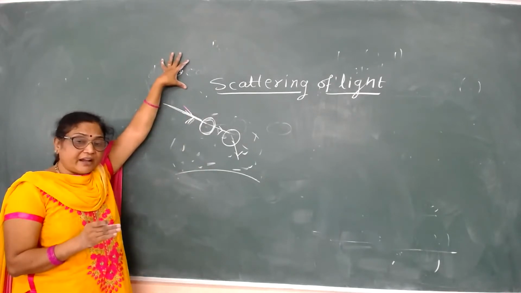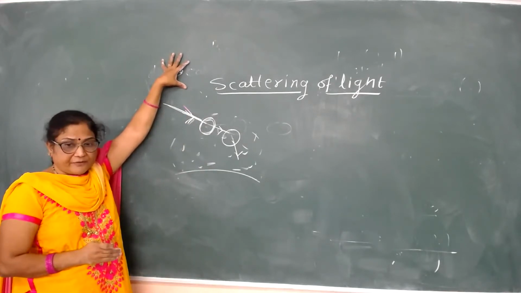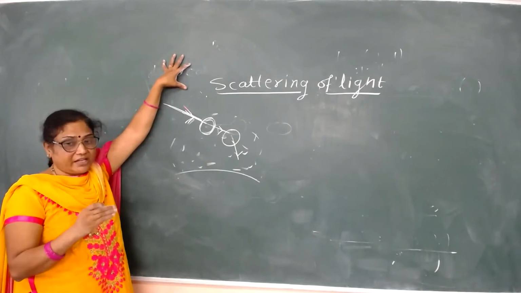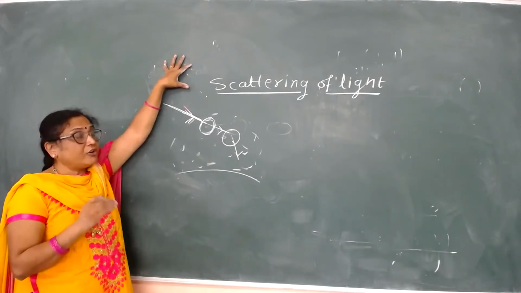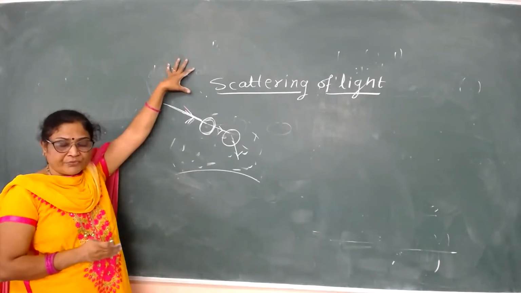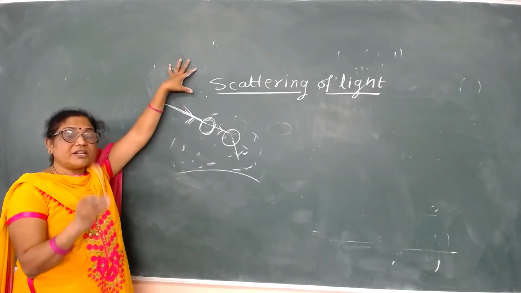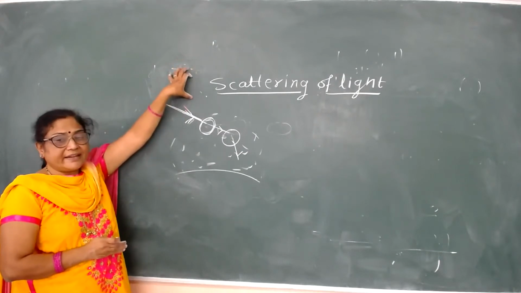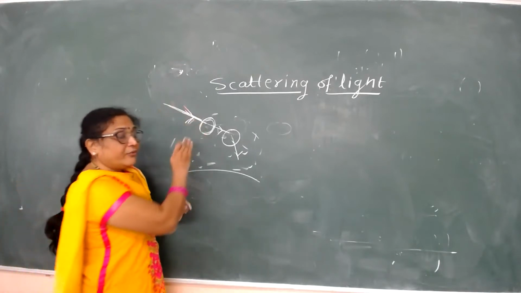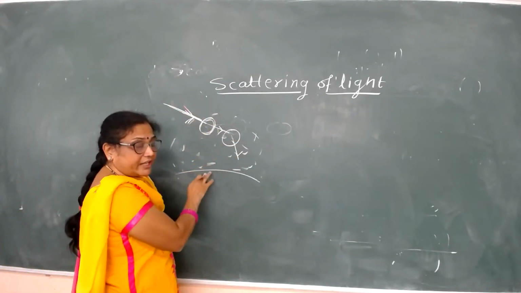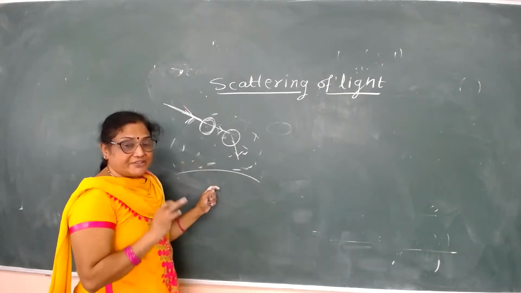According to Rayleigh, there are two types of scattering. One is known as coherent scattering, and the other is known as incoherent scattering. The coherent scattering obeys the Rayleigh law, and the incoherent scattering does not obey the Rayleigh law. So what is the Rayleigh law? When we study scattering of light, the first important thing is to study the Rayleigh law.